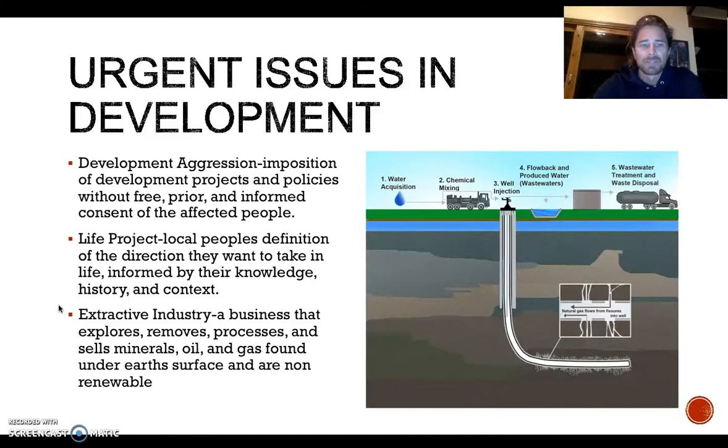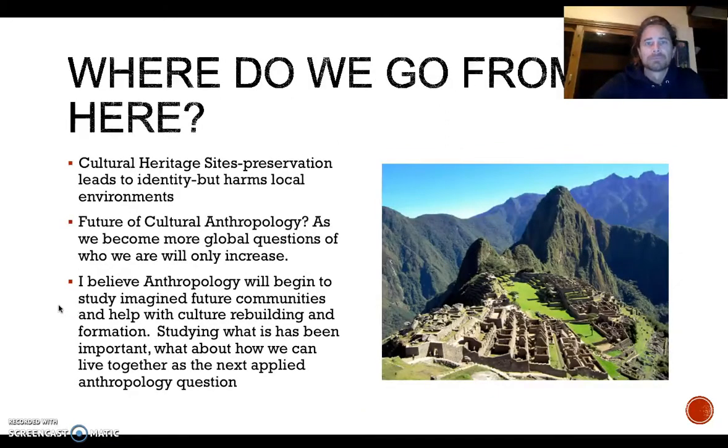Extractive industry, this is what this is a picture of, is a business that explores, removes, processes, and sells minerals. That could be a good old-fashioned obsession with gold, silver, copper, precious metals, oil, gas found under the surface of the earth, non-renewable, right? So this is fracking. This is kind of the issue with this, is it moves to find natural gas in certain locations. You've got to inject chemicals to basically break up the rock, and then the oil, you can pull it out after that.